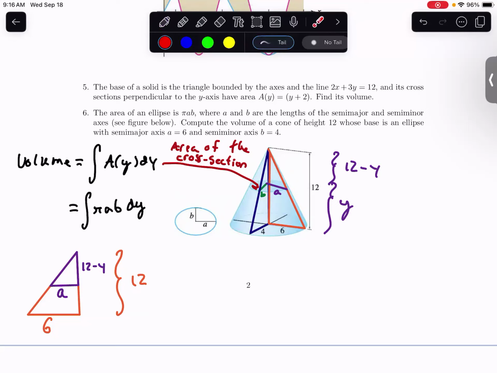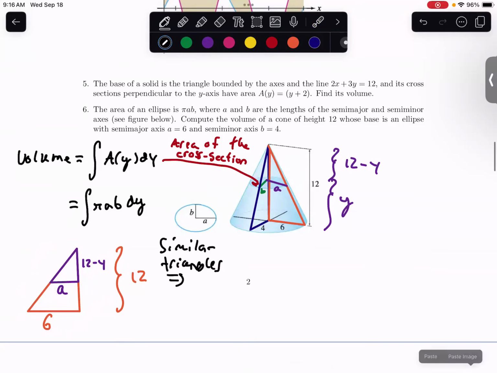And so these two triangles are what are known as similar triangles. Their side lengths are proportional to one another because this triangle lies inside of this larger triangle. And so what the similar triangle idea allows us to do is equate the ratios of the side lengths of each triangle to one another. So we use similar triangles.